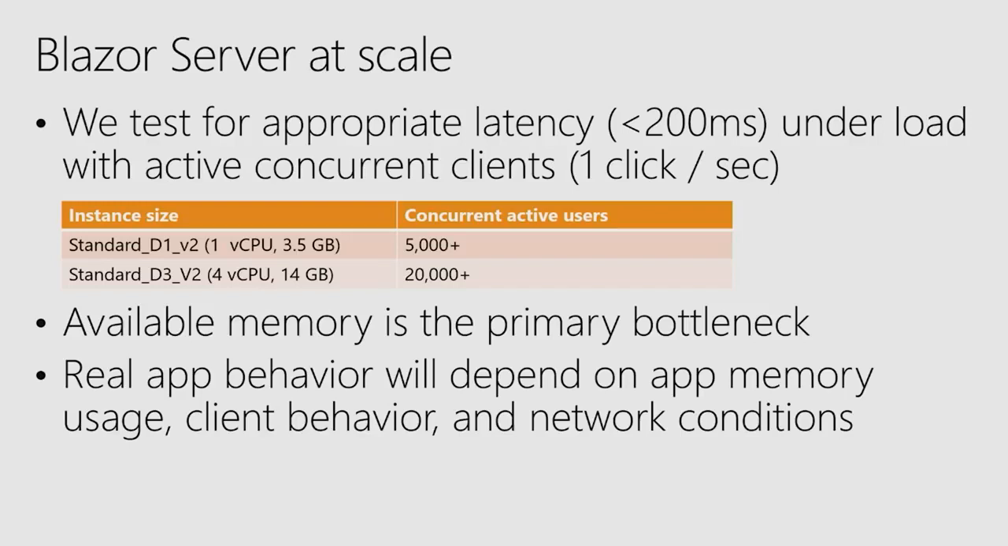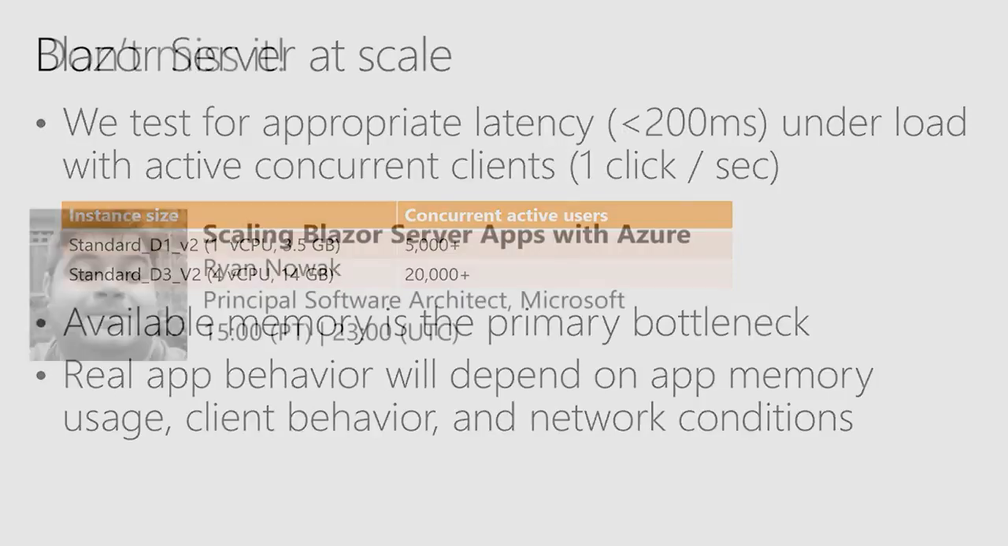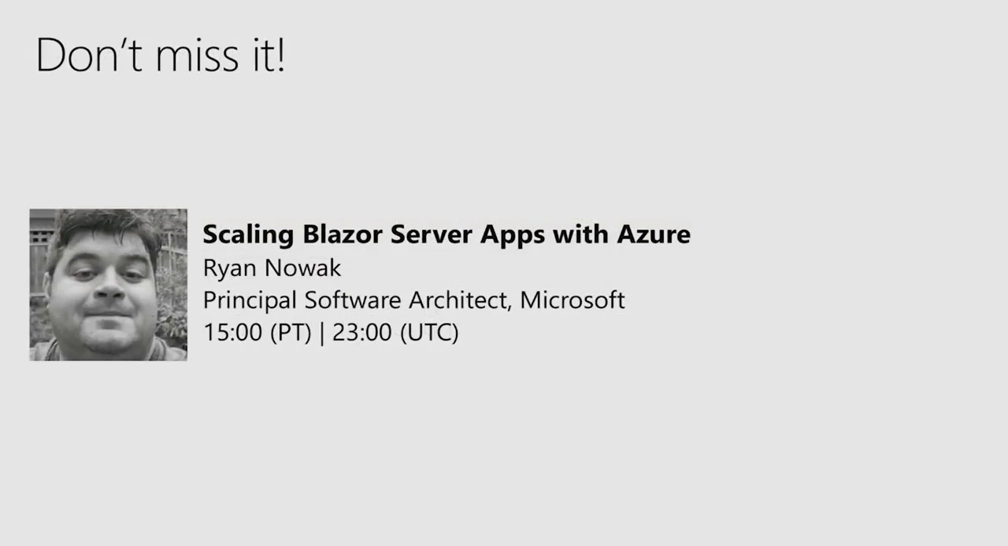Now, it can actually sustain more users than that, but at that point, the latency starts to creep up a bit. The main bottleneck for Blazor Server appears to be memory. So these are baseline numbers. Real app behavior will depend on how much your app allocates per connected client, primarily, and then also your client behavior and your corresponding network conditions. But I hope you can see that as a core capability, Blazor Server actually scales really well. If you want to learn all about scaling your Blazor Server apps, be sure to check out Ryan Novak's Scaling Blazor Server Apps with Azure talk later today at 3 p.m. Pacific time.